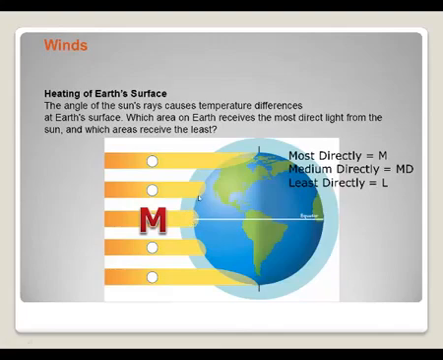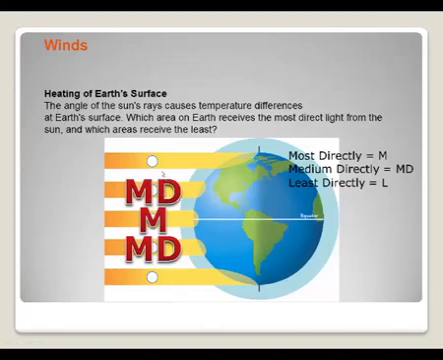Due to the curvature of our planet and also the tilt, we have a larger area that those rays are hitting as we move away from the equator. So we get a medium directly, right off of the equator, or slightly off the equator. The least direct solar radiation, the least direct energy, is going to be this area near the poles where the energy is spread out over a much larger area. Same intensity of energy, but it's spread over a larger area of our planet.